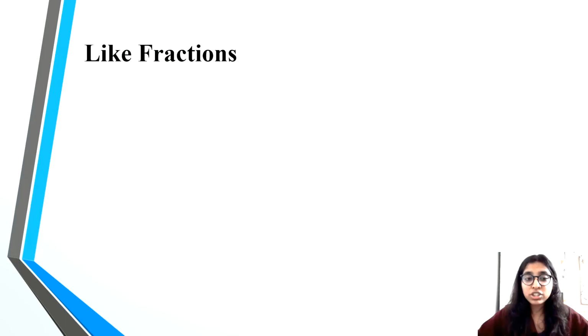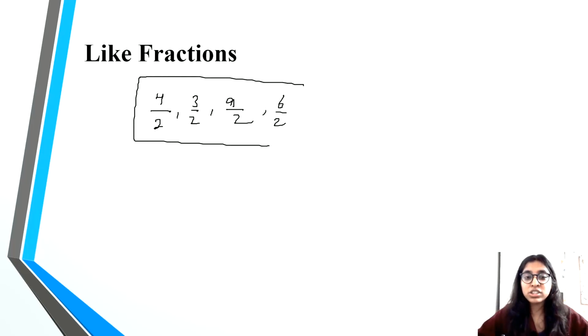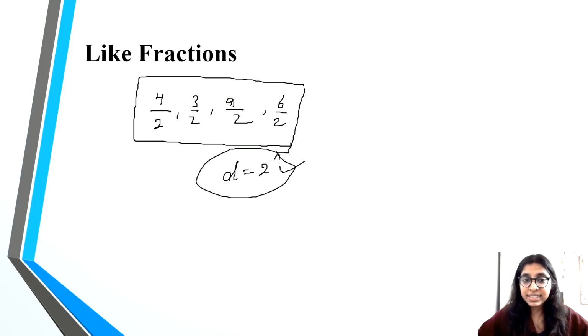So fractions whose denominator is the same, like 4 upon 2, 3 upon 2, 9 upon 2, 6 upon 2. This is a set of fractions where the denominator is 2, where the denominator is the same for all the fractions. So this set of fractions will be your like fractions.